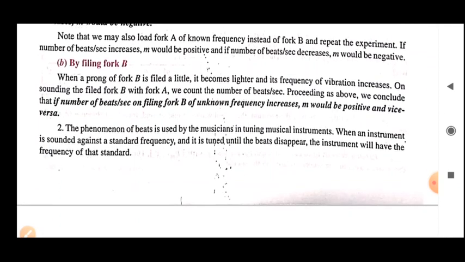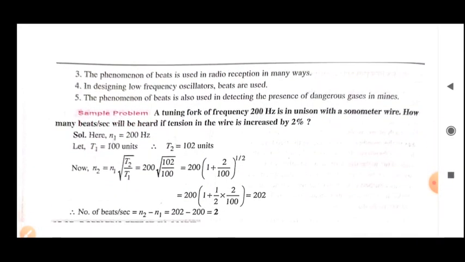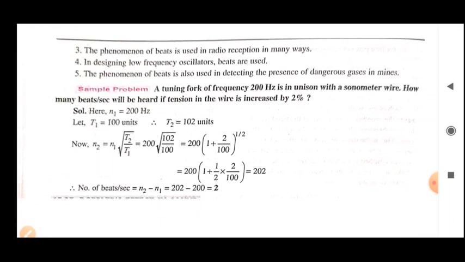Now next, the second application: the phenomenon of beats is used in radio reception in many ways. In the designing of low frequency oscillators, beats are used. The phenomenon of beats is also used in detecting the presence of dangerous gases in mines. Now one sample problem is given here, let's see that also.